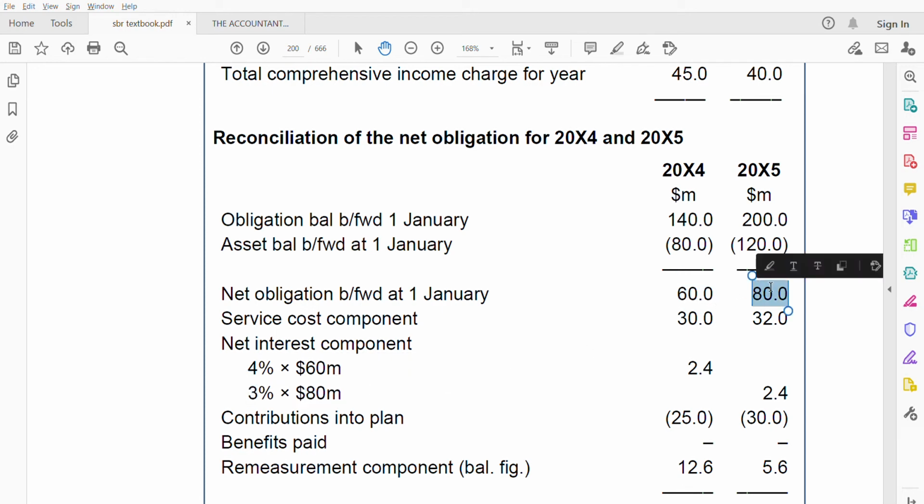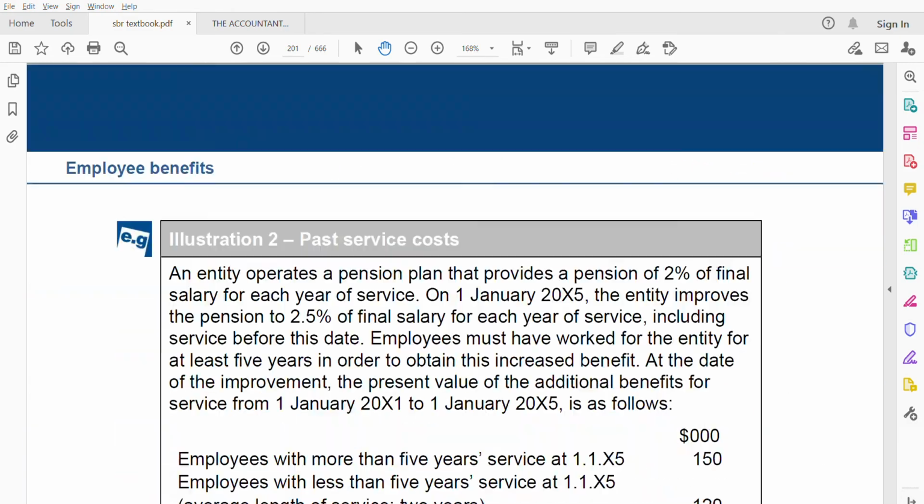I'm sorry, I made a mistake. I have told that 4% will be on the opening balance only because I just saw the similar figure. So I'm sorry, there I made a mistake. It will be 3% on 80. But both are 2.4 in this case. Okay. But the net interest you take on the opening balance only, 60 versus 80.